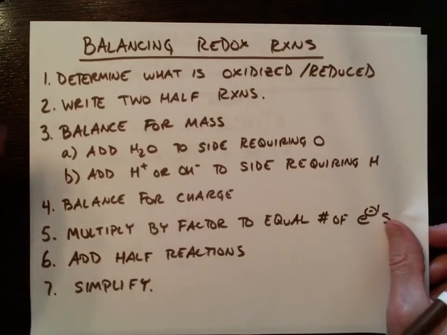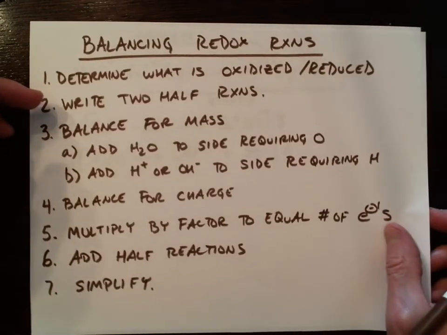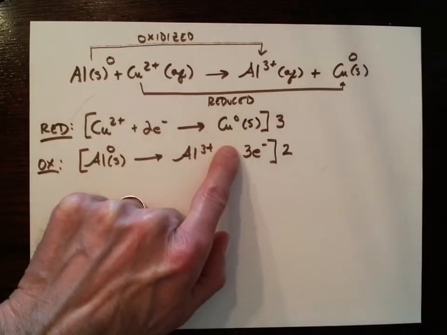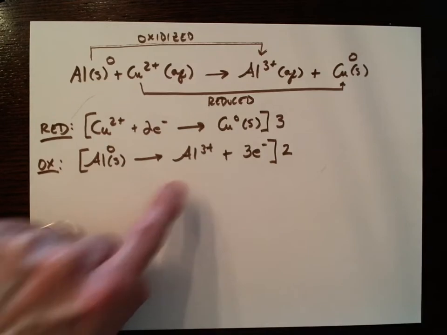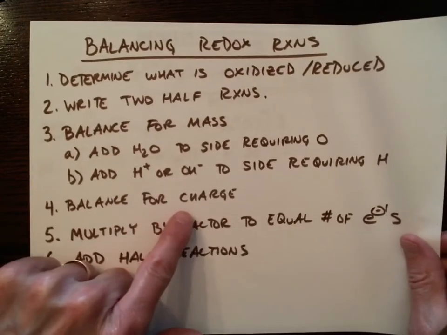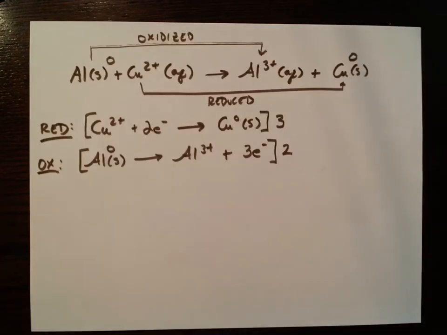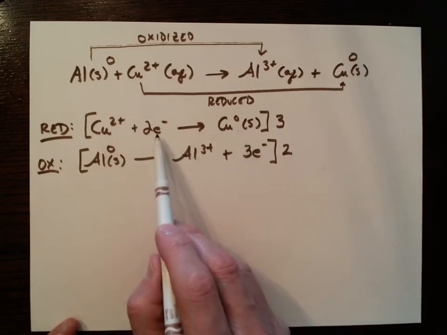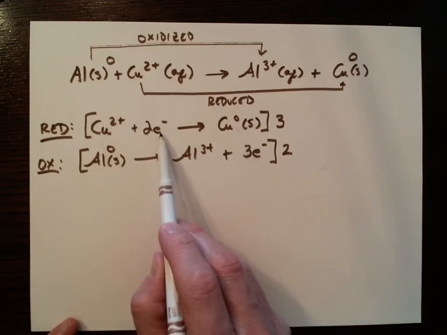So what I've done so far is I've written the two, sorry, I've skipped some steps. I've written the two half reactions. I didn't have to worry about balancing them for mass because I got a copper over here and a copper over here. Same with aluminum. I balanced them for charge by adding in electrons because I had a 2 plus over here and a 0 over here. That means I needed to add 2 electrons here.